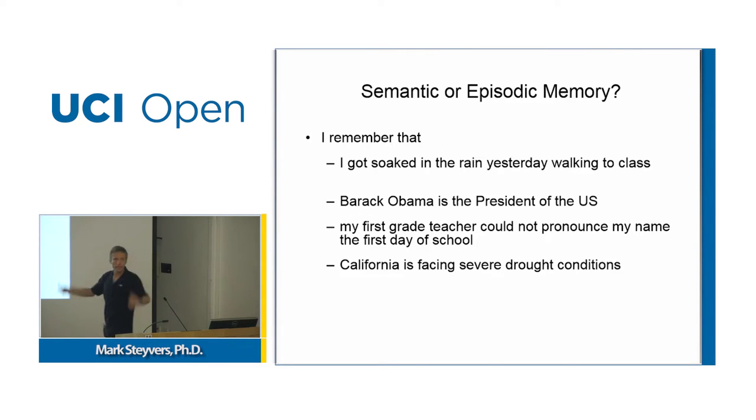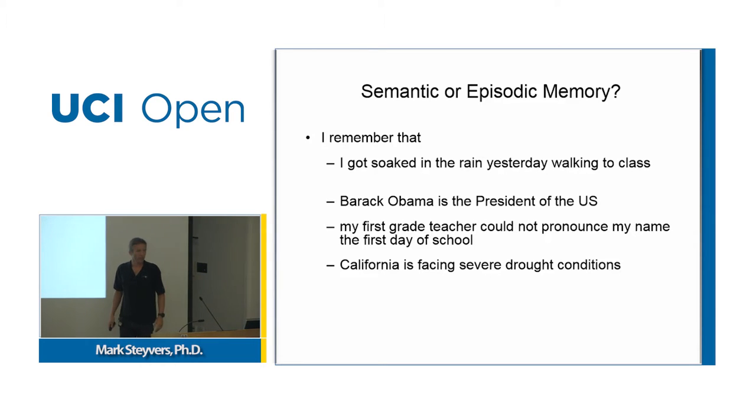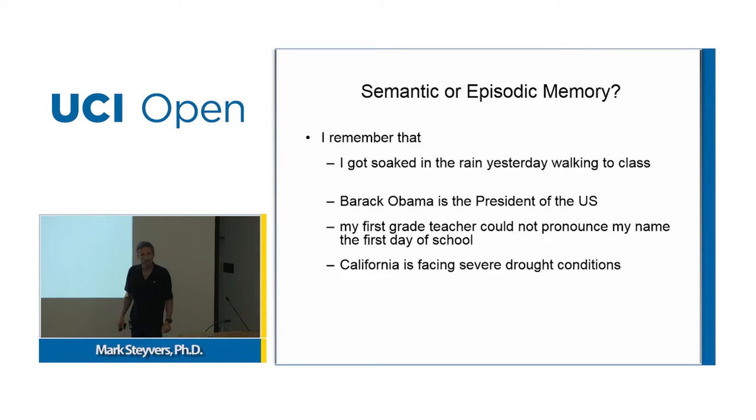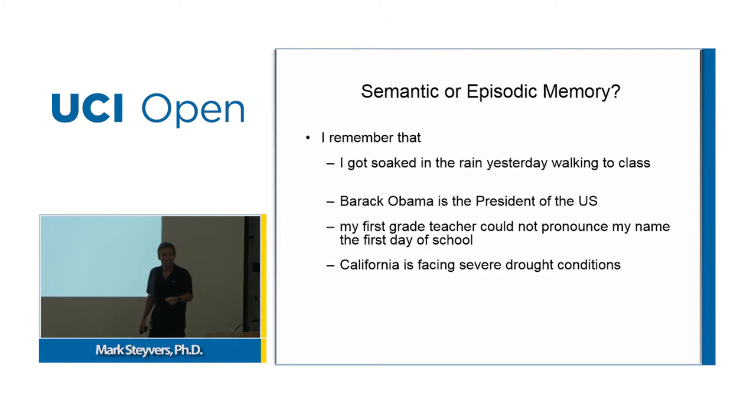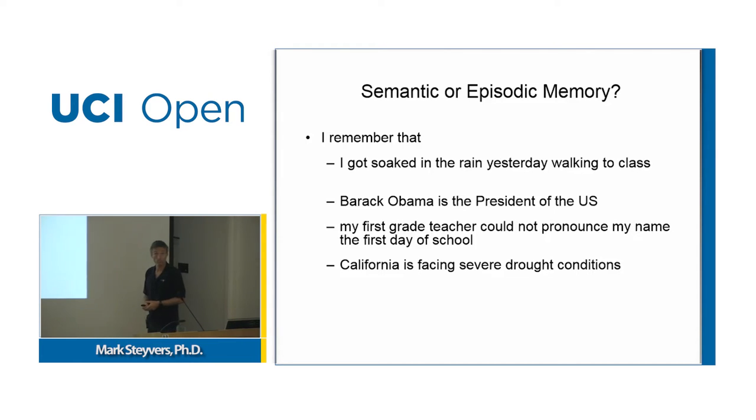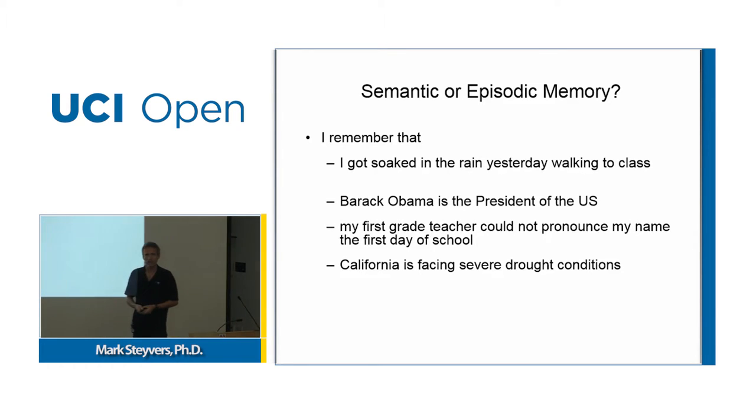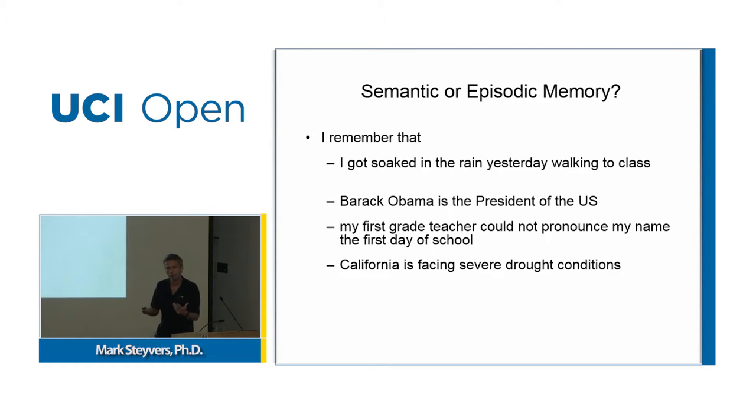So here's a little exercise. If I remember that I got soaked in the rain yesterday while walking to class, is that episodic or semantic? Okay. Barack Obama is the president of the US. Right, but suppose you remember being at the inauguration, and he became the president at that time. So that's more like episodic. It can be a little fuzzy sometimes, this distinction. My first grade teacher could not pronounce my name the first day of school. Episodic. California facing severe drought conditions. More like semantic. But again, you might retrieve this knowledge from personal experience, driving around and seeing the severe drought for yourself.